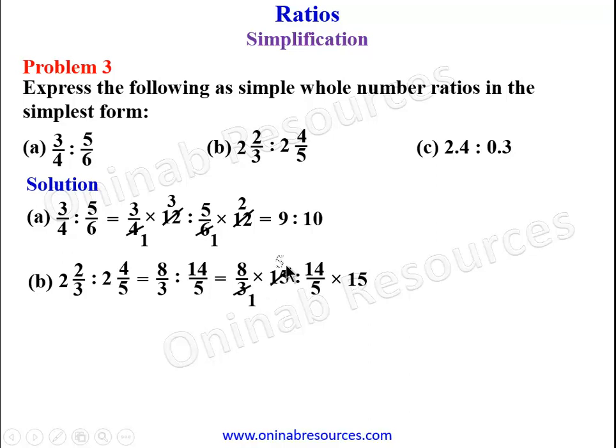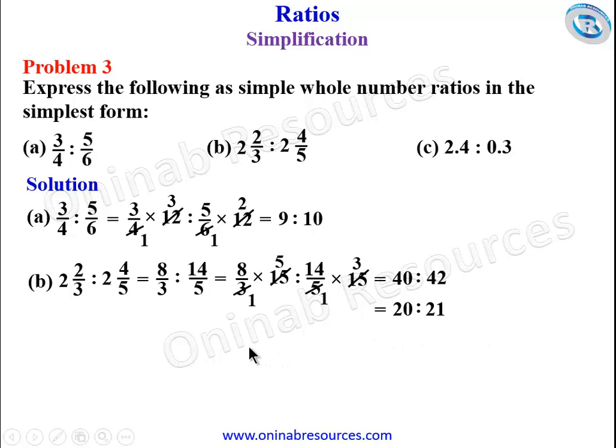3 goes into 3, 1 time, and 3 goes into 15, 5 times. 8 times 5 gives 40. Then 5 goes into 5, 1 time, and 5 goes into 15, 3 times. 14 times 3 gives 42. We're not going to leave 40 ratio 42 because they are not in the simplest form. 2 can still divide both 40 and 42. So 2 divides 40 to give us 20, and 42 is divisible by 2 to give 21. So we have our final answer as 20 ratio 21.